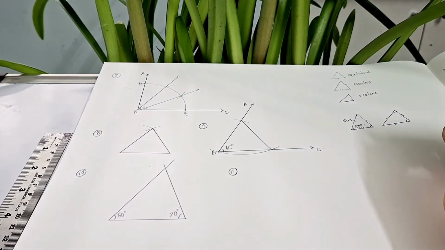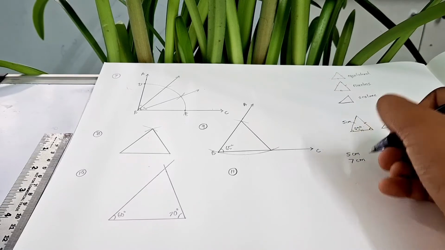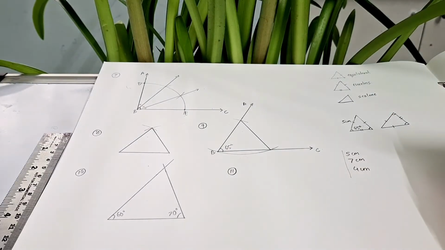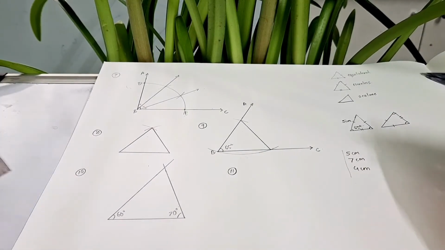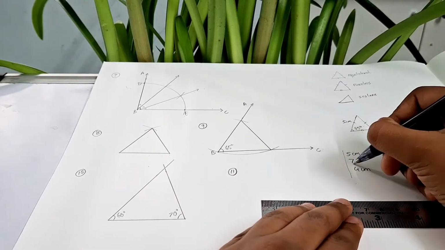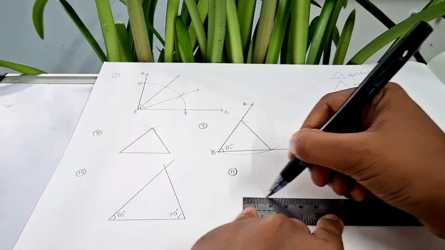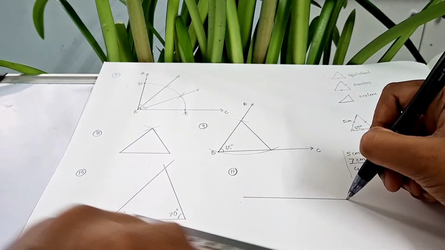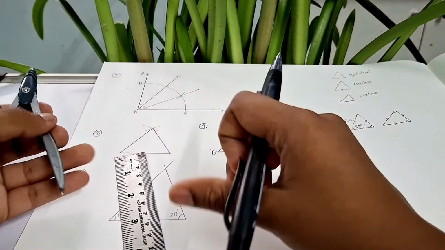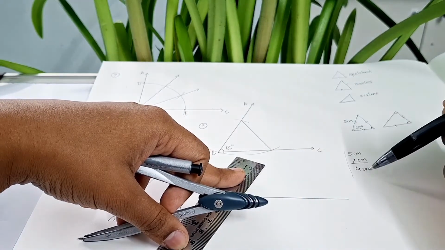Construct a triangle with its three sides as 5 cm, 7 cm and 4 cm long. So looking at this data, we can easily understand this is a scalene triangle. I will take the central data as the base of the triangle. 7 cm I am taking as the base. Now we cannot easily use the ruler for making 5 cm and 4 cm lines.